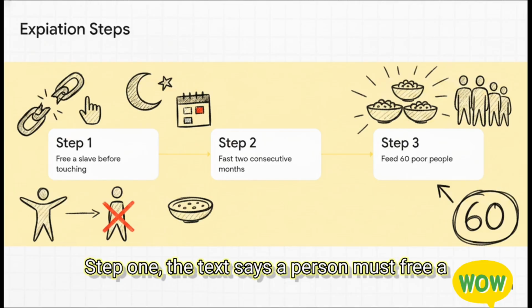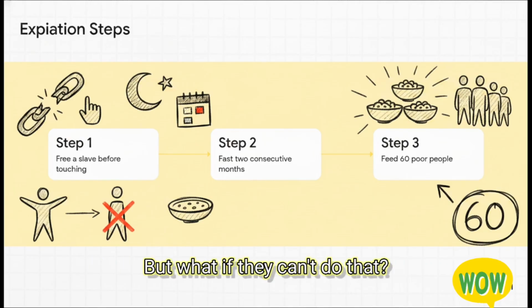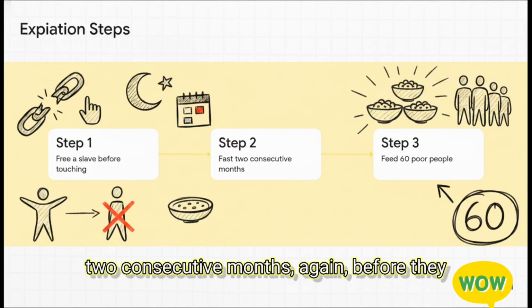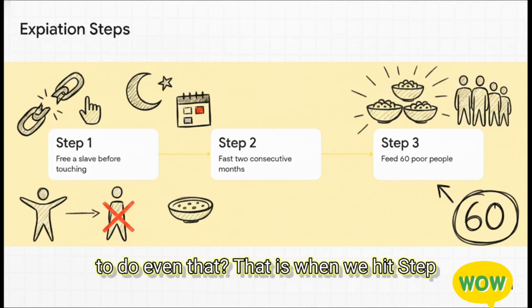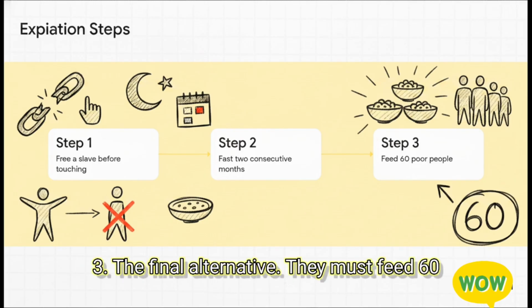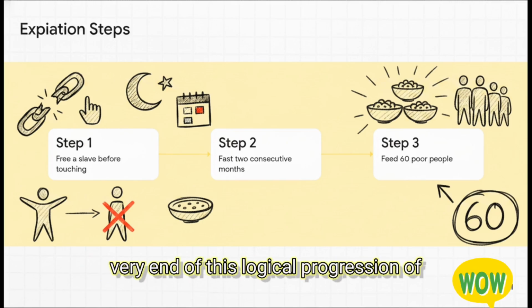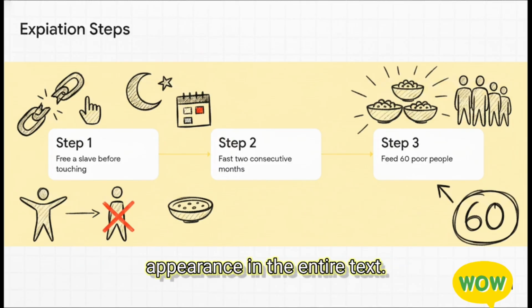Step 1, the text says a person must free a slave before they touch one another. But what if they can't do that? Step 2, the text says they have to fast for 2 consecutive months, again, before they touch. But what if they are literally unable to do even that? That is when we hit step 3, the final alternative. They must feed 60 poor people. And there it is, right at the very end of this logical progression of conditions, the number 60 finally makes its one and only appearance in the entire text.